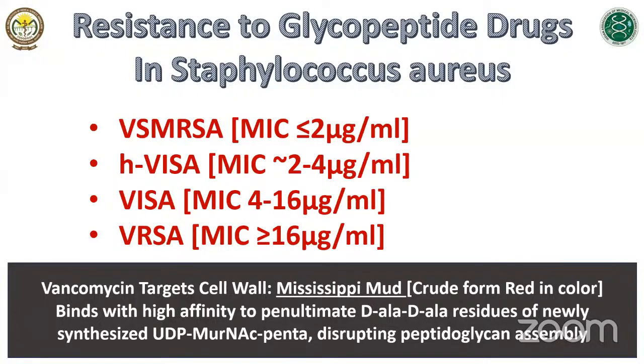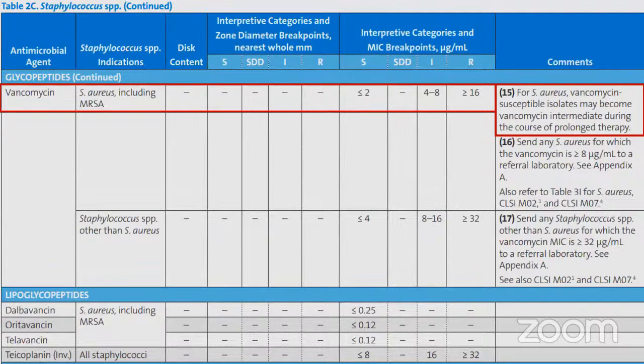And even now, they've not been able to refine away the nephrotoxicity of vancomycin. It binds with high affinity to the penultimate D-alanine residues of the newly synthesized pentamers, causing a disruption of the peptidoglycan assembly. So they are also cell wall active agents, just like the beta-lactam drugs. So we go back to Table 2C, and this is why I was referring to the previous report of MRSA, and why we are advising teicoplanin.